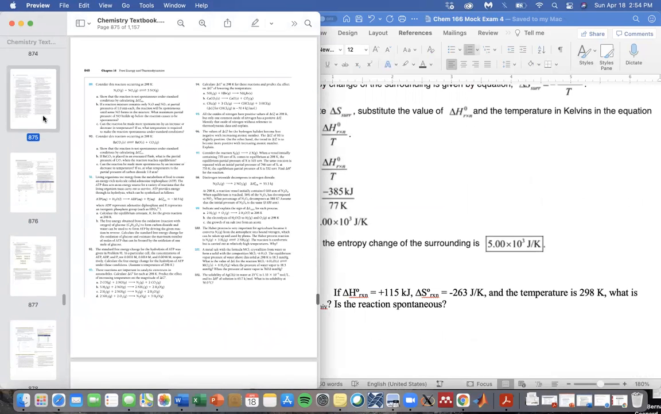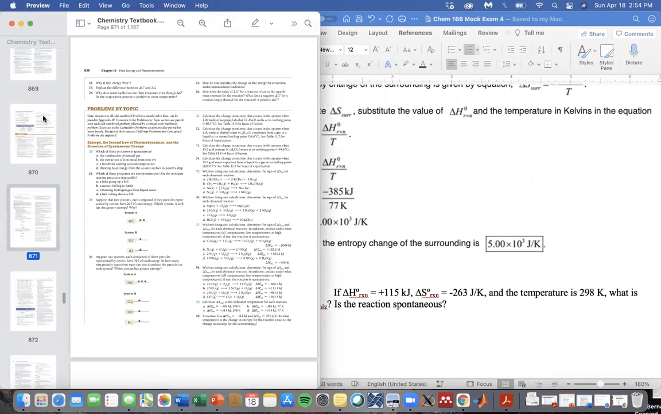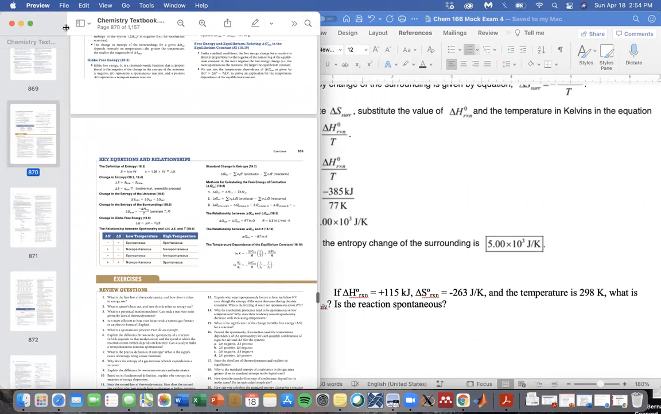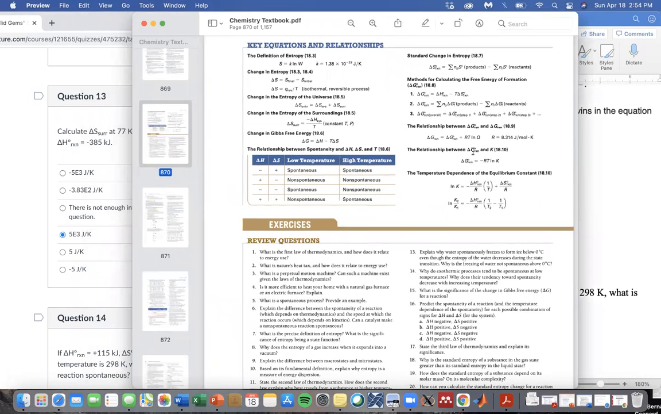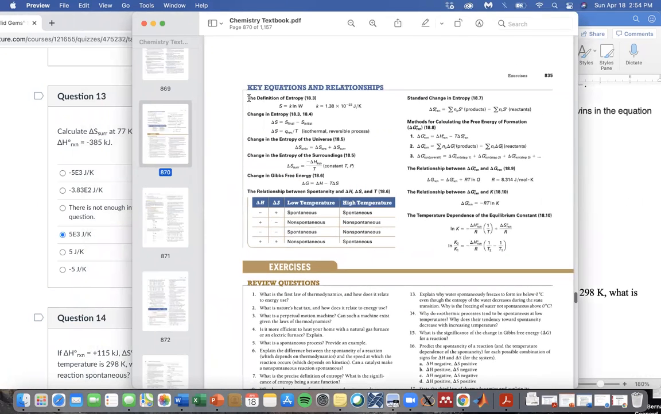With all of the equations, let me see. Yes, a lot of times the textbook, if you have the PDF of it, or even the actual physical textbook, gives you a lot of the laws and key relationships at the end here. So you can see the change in entropy of the system. It gives you the expression here.